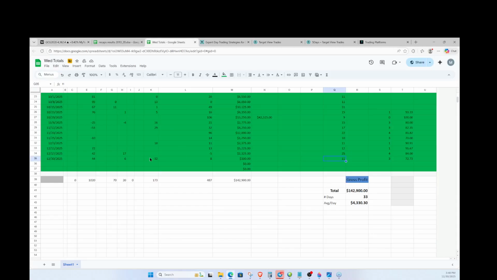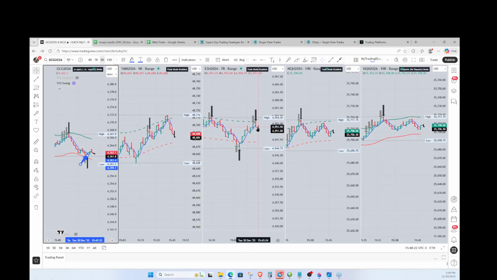Wednesday totals. This at minus 25. And this at 12. Okay, so we're right at 1,000 bucks right now. We did that one already. We took a little profit on that. We missed that one. We missed that one. Alright, that was my answer to that question, Joseph.